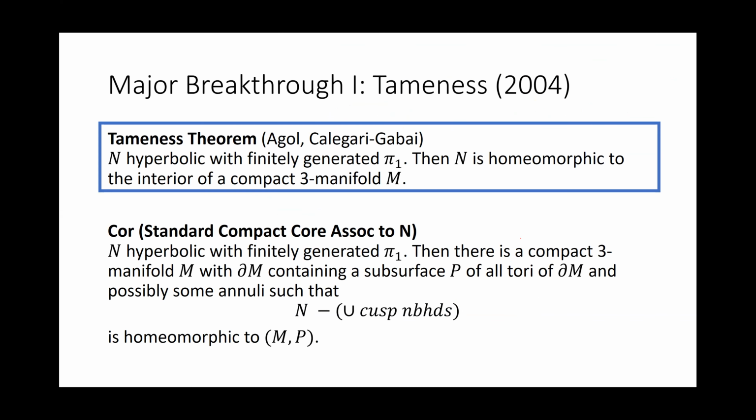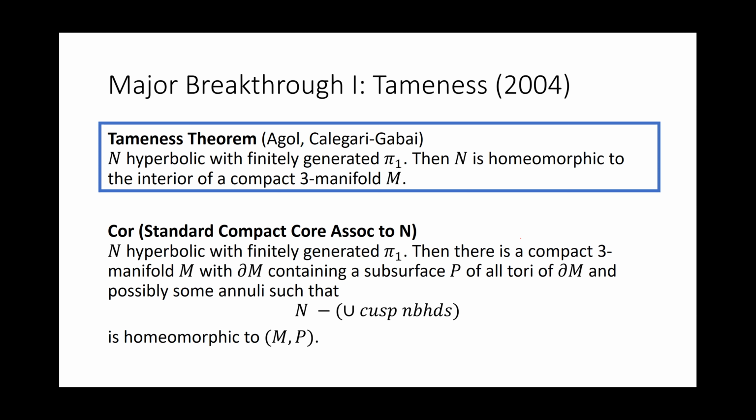All right, so let me tell you about some of the major theorems in infinite volume 3-manifolds. The first one was proved in 2004 approximately by Ian Agol and independently by Calegari and Gabai. The tameness theorem says that if you have a hyperbolic manifold with finitely generated fundamental group, then it must be homeomorphic to the interior of a compact 3-manifold.